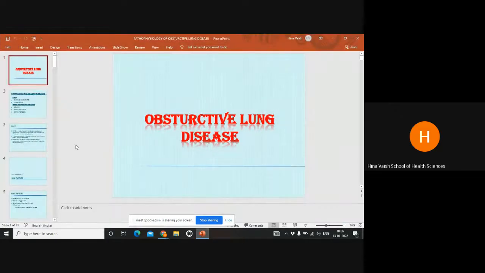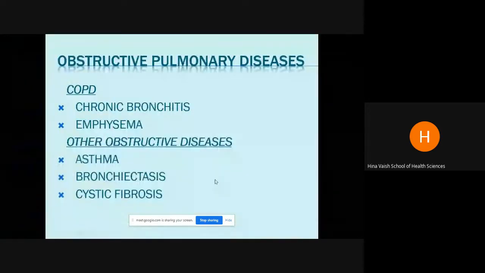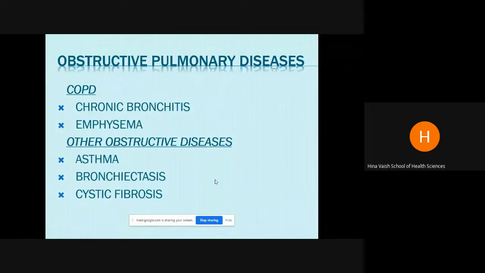So basically, today I'm going to talk about the obstructive lung diseases. Yesterday, I told you what the obstructive lung diseases are and what the basic difference is between obstructive and restrictive lung diseases. Today, I'm going to talk about the obstructive pulmonary diseases, what they include, and what the manifestations are, and then we will be talking about the rehabilitation part in these conditions.